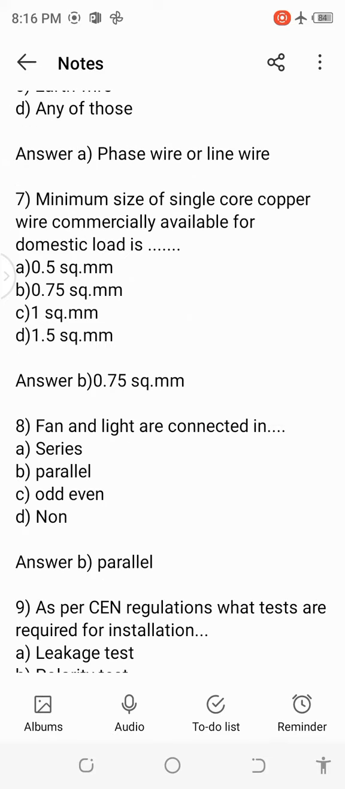8. Fan and light are connected in A. Series. B. Parallel. C. Odd even. D. None. Answer B. Parallel.